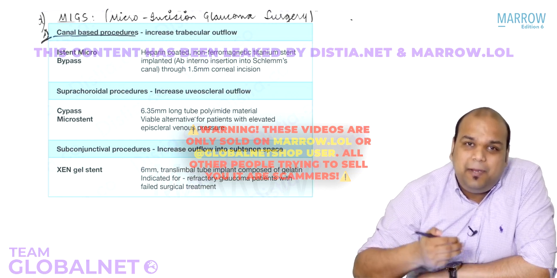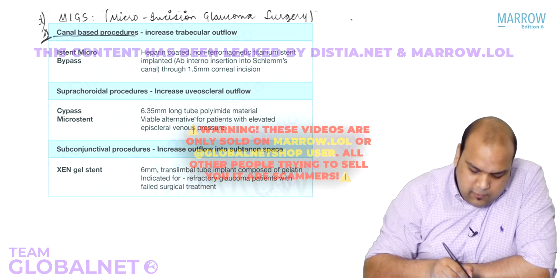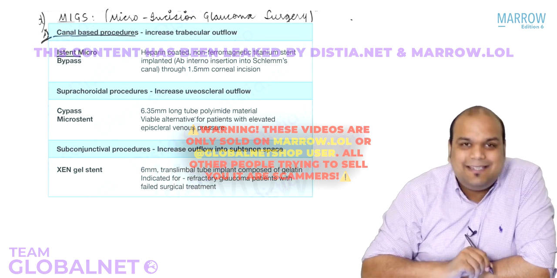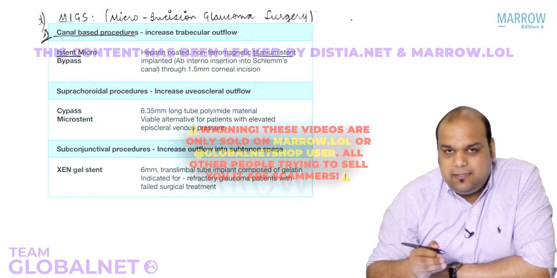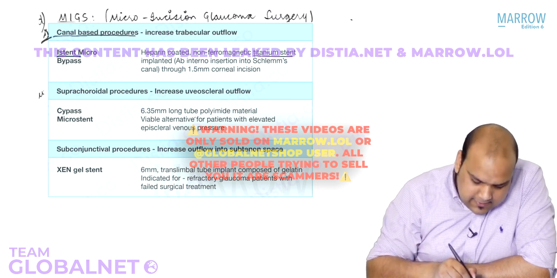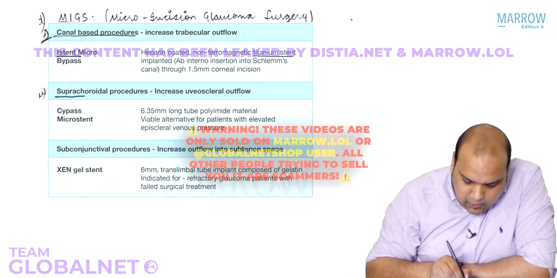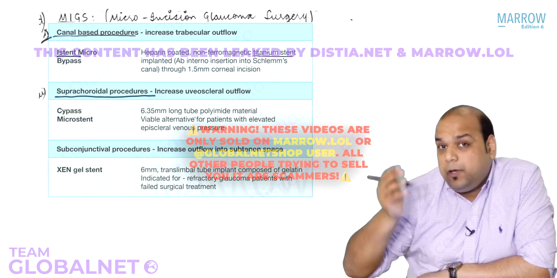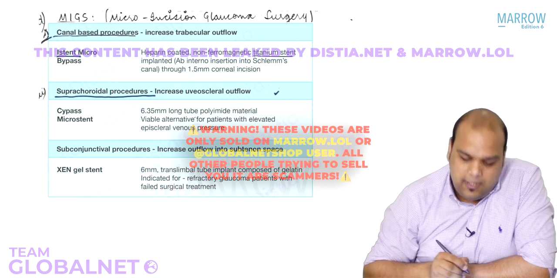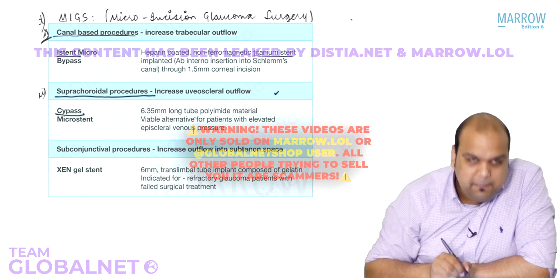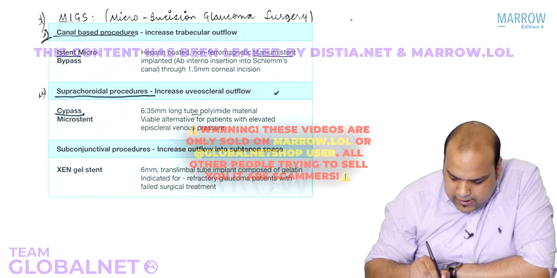In these, we implant some devices. What is the device we implant? Known as an eye stent, made up of titanium. Please remember this much at least. The rest you can read. Secondly, everybody, suprachoroidal procedures. Suprachoroidal space, that means it will increase the uveoscleral outflow. The name of the implant is CyPass, and it is made up of polyimide.